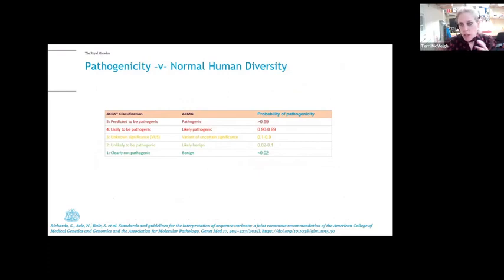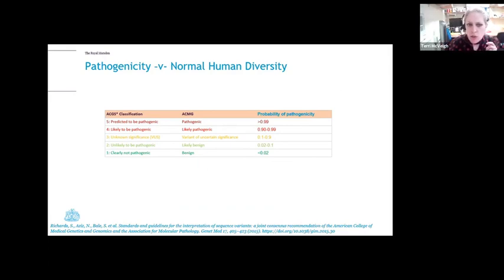It's not binary, so it's not a yes or no kind of answer. It's actually 5 different classes depending on the level of suspicion. So if something is greater than 99% likelihood that it's causing somebody's cancer, that's deemed pathogenic. Anything between 90 and 99%, that's likely pathogenic. Anything less than 1%, but not less than 0.02% is likely benign, and anything less than 0.2% is benign.